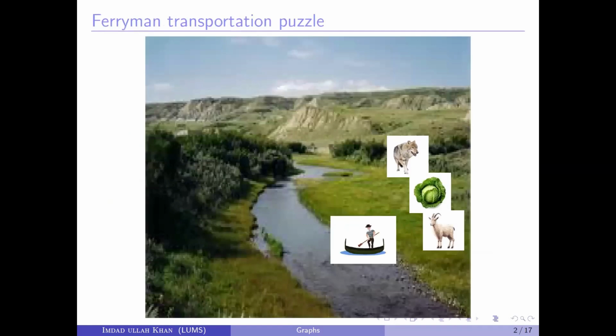Now we are going to have a look at some interesting examples. This is a story of a ferryman, which you might have heard of before as well. There is a small river. There is a ferryman with his ferry. On one bank of the river, there are three types of things: one is a wolf, the other is a cabbage, the third is a goat. The task for the ferryman is to transport all those three things to the other side of the river using his ferry.